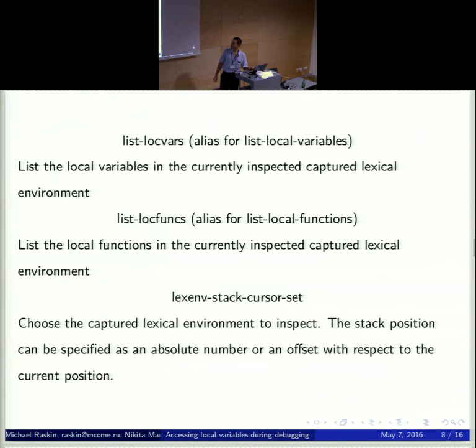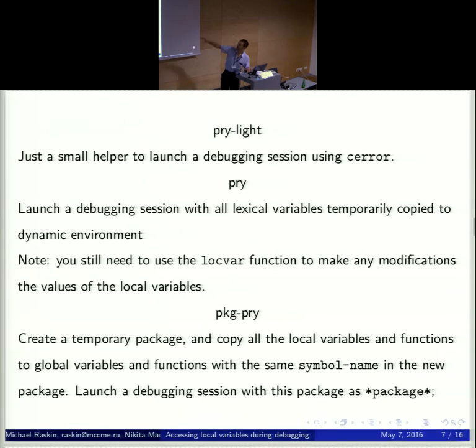Yeah, so about the different flavors of pry. The lightest one is just a very thin wrapper around CERROR. We just create a continuable error because it's a very fast way to get a debugging console.